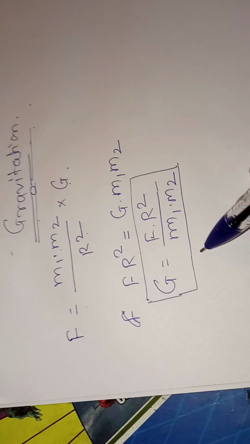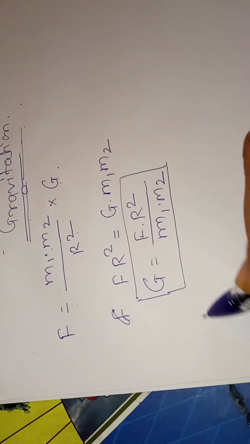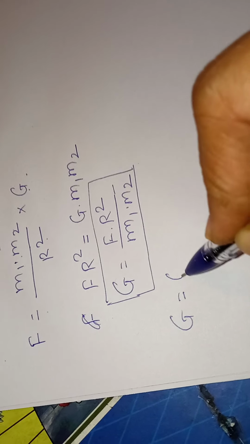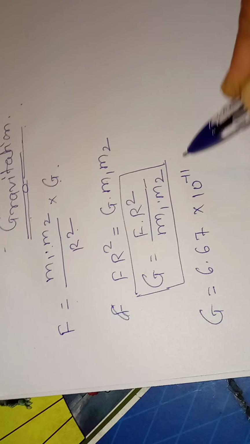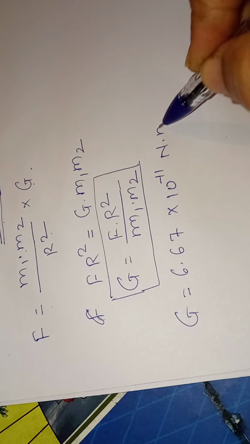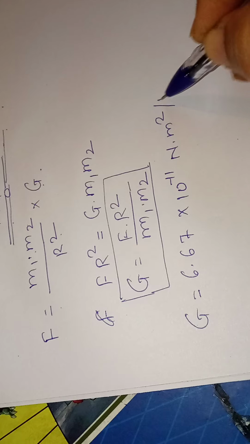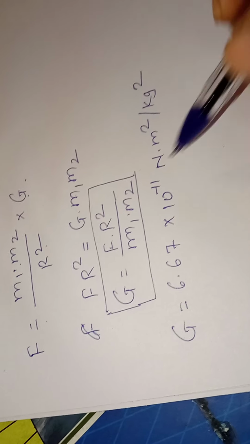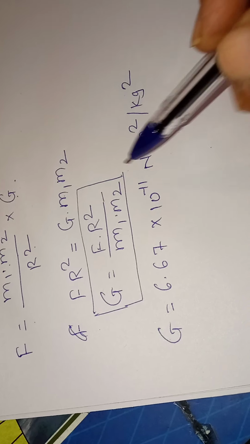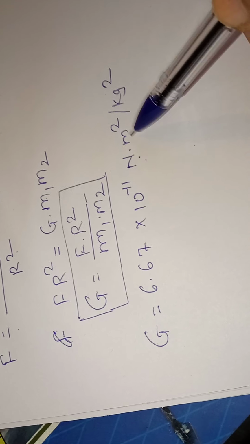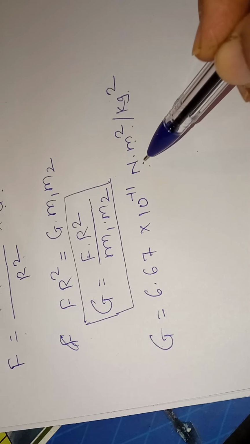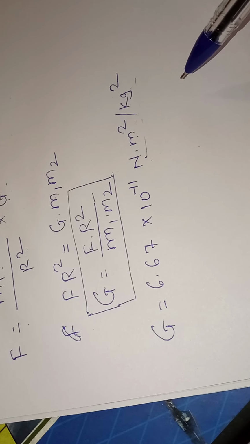We know the value of G. G is equal to 6.67 into 10 raised to minus 11 Newton meter square per kg square. This is the value of G. That is, the SI unit of G is Newton meter square per kg square.